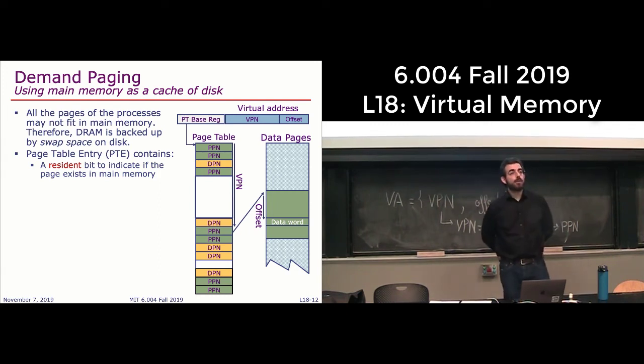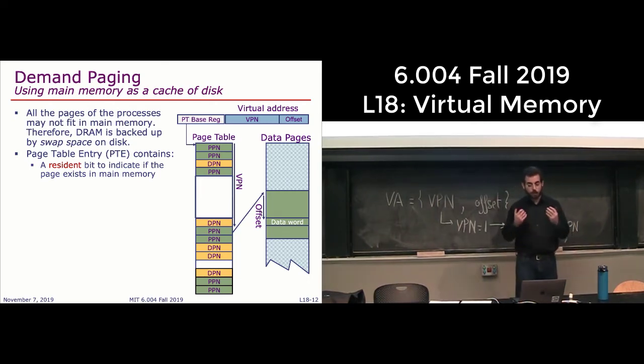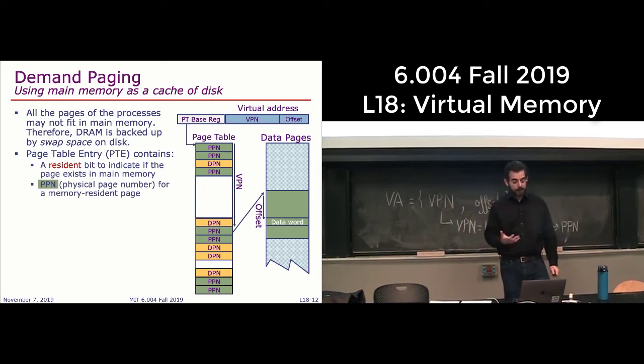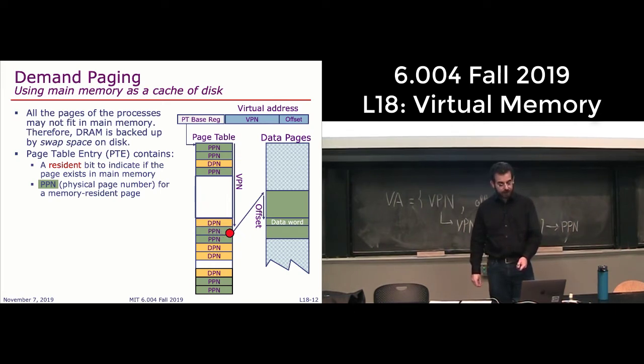The first thing is our resident bit. We're going to have a special bit that tells us whether the page is in main memory or it's on disk. If the page is in main memory, which is when we say it's resident, then we're going to have a physical page number for the page, right? So for example, this entry over here is a resident entry. This virtual page is somewhere in main memory. So we get the physical page number, and then we can figure out what the physical address is by adding the page offset to it, right? And that way we get the physical address for the word that we want.